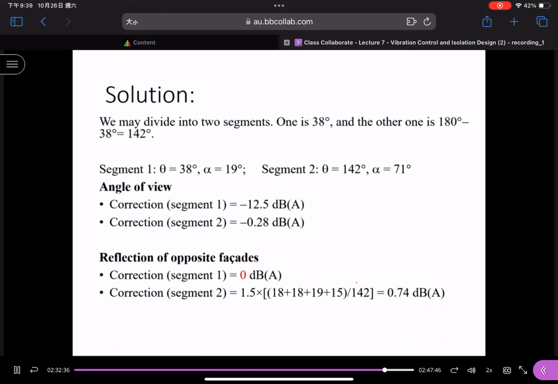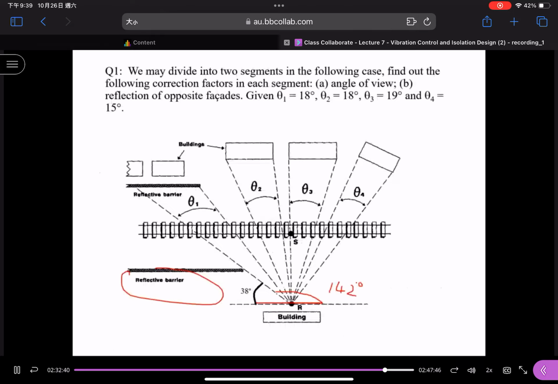Okay, for the reflections from opposite facades, we assume that all of them, in terms of the refractive barrier, the first building, second building, and the third building, could contribute reflections to these reception points. We assume all of them can contribute. Okay, now when you refer to segment 1, this is segment 1.